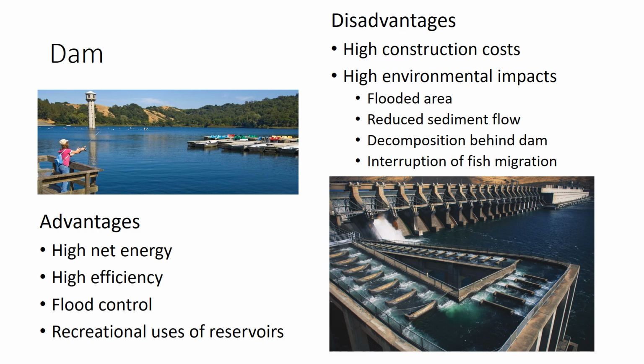But one of the ways that they get around this is what you can see here, which is called a fish ladder. The fish, instead of swimming upstream, are diverted into this construction area where they're able to go up the ladder into the reservoir. So this is a solution to the interruption of fish migration.